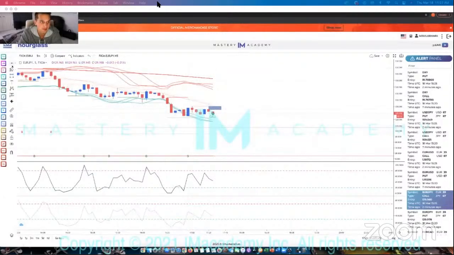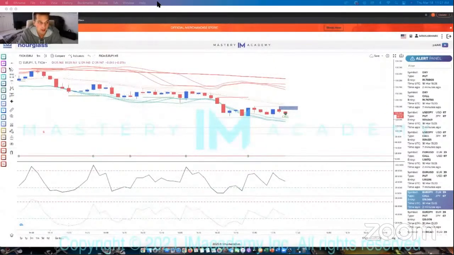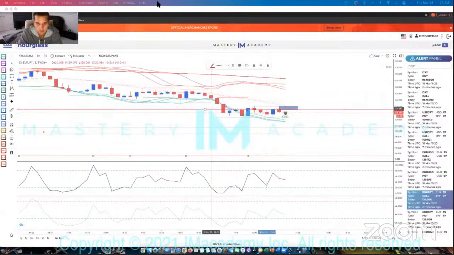How did I find that resistance? Let me zoom in. If we put a line right here, you guys can see we had a break and retest, and then it respected it as a resistance. It got pushed down, then we had another breakthrough, but it respected it again. And now it's respecting it. If we can get it to work its way up, I think it's going to respect it again.